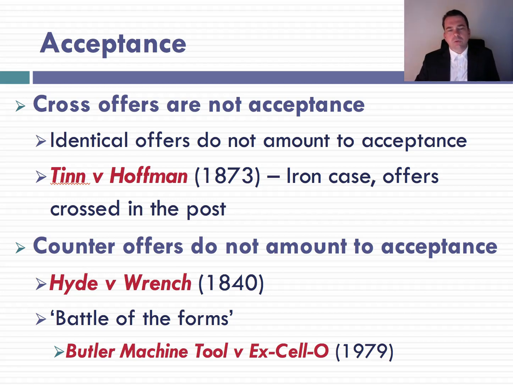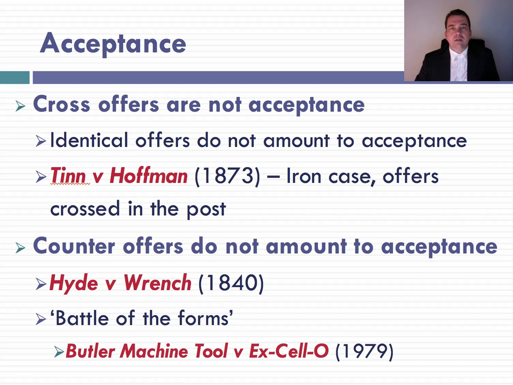There's also something called the Battle of the Forms. And in order to understand what that is, we can look at the case of Butler Machine Tool and XLO. What happened in this case was that a company, Butler Machine Tool, was negotiating with another company, XLO, to sell machines. That means Butler Machine Tool was the seller and XLO was the buyer.